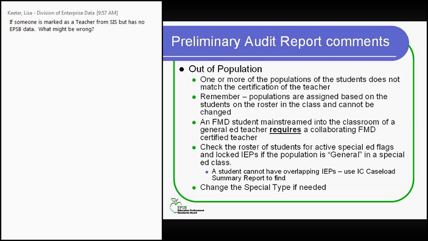Out of population means that one or more of the populations of the students do not match the certification of the teacher. Populations come in from the students on the roster. Changing the population on that drop-down, if there are active students on the roster, will not change anything in your LEAD report.